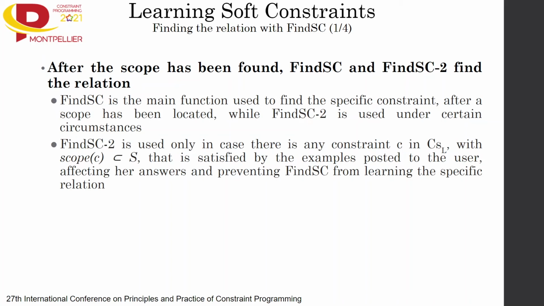FindSc is the main function used to find the specific constraint, while the second function is used only in cases where any constraint from the target network that was already learned is also satisfied in this set of variables that we search. In this case, the satisfaction of that constraint could affect the answers of the user in the preference queries, so different techniques have to be used in order to avoid that.